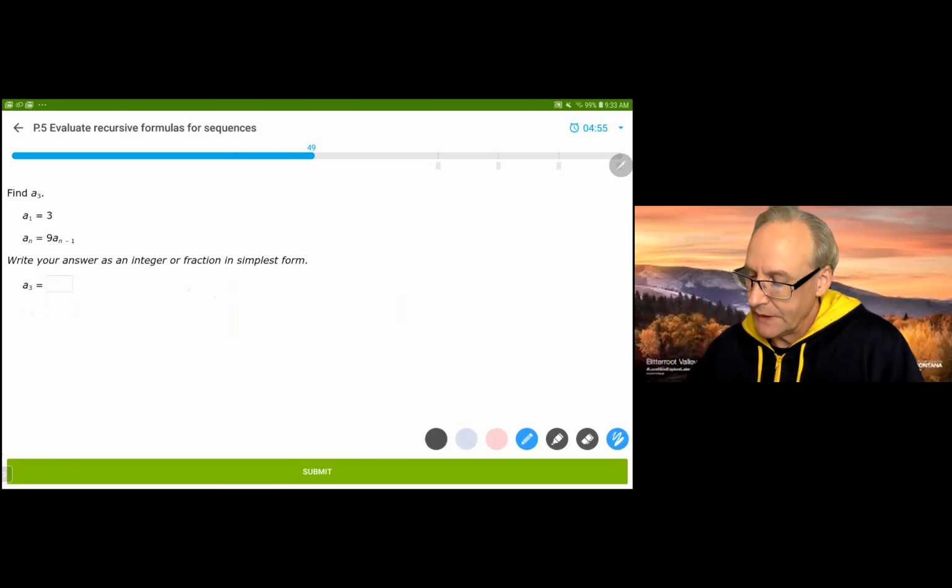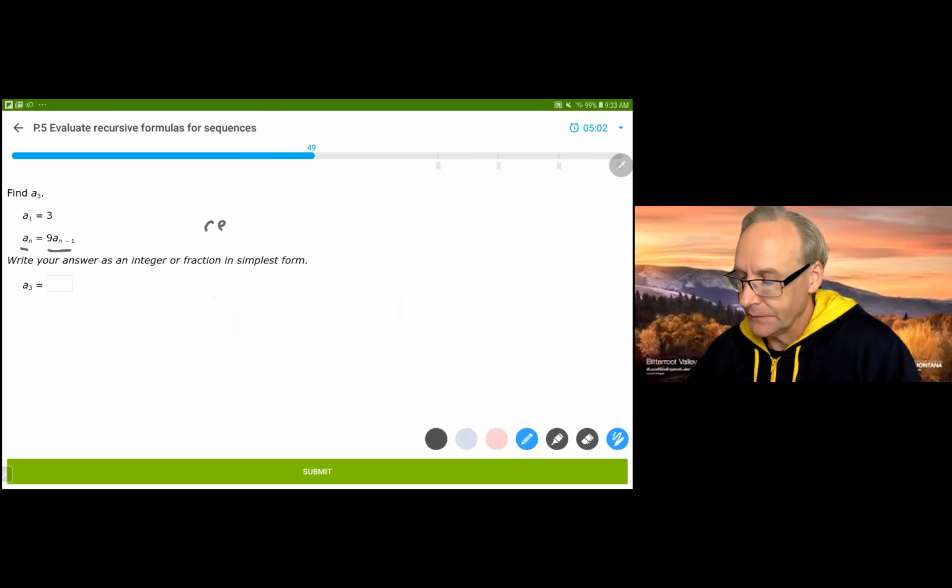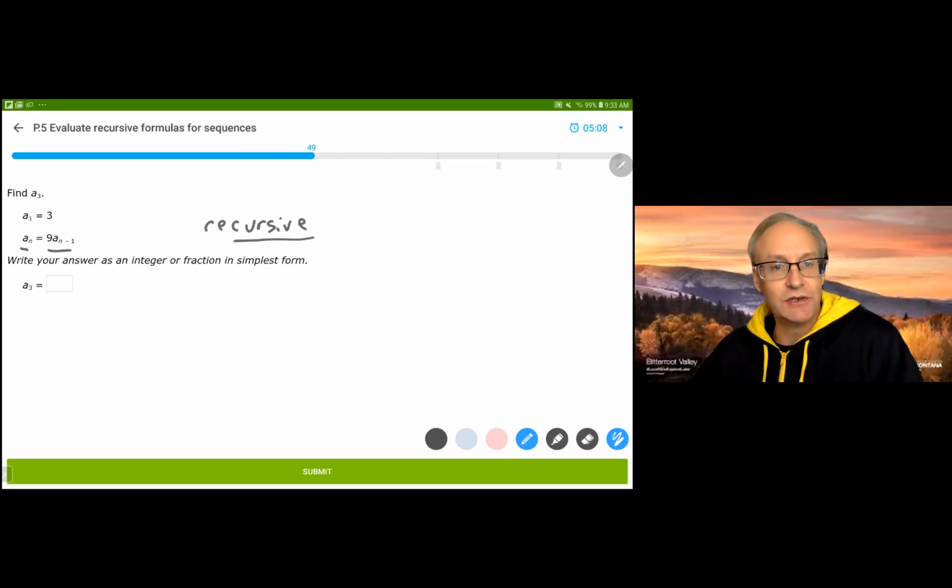So in this one, we're multiplying by 9. Each term, take the last term and multiply by 9. This is called recursive. It's not because you're going to curse it all the time or even curse it over and over again, but you're doing it over and over again. That's what's happening. That's why it's called recursive. We're doing the same thing.